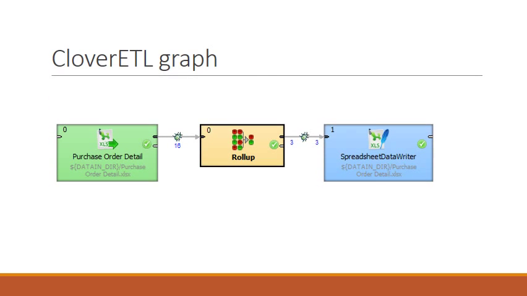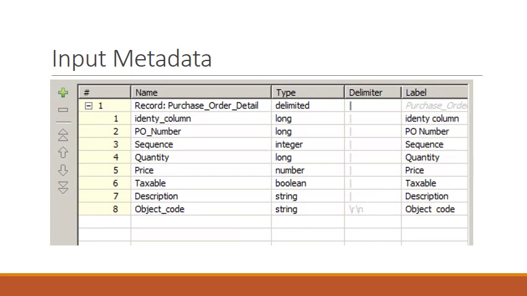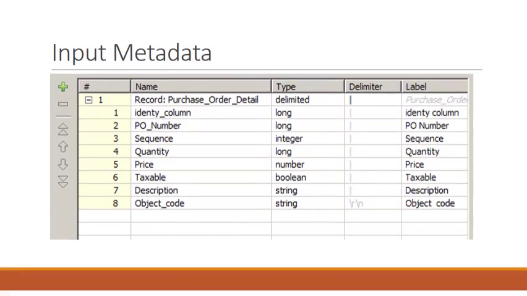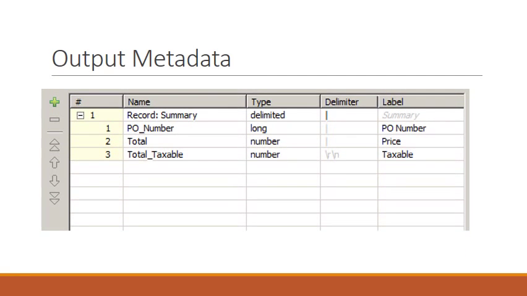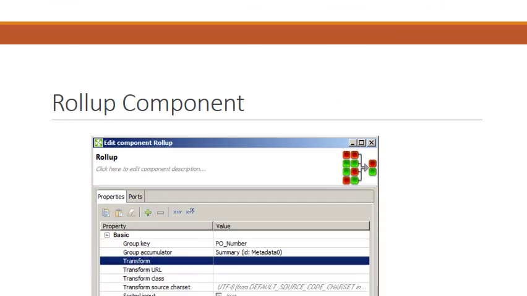So we've created a really simple CloverETL graph. It pulls the purchase order detail in from a spreadsheet. It will do our rollup transformation, and then it's going to write the data right back out to that same spreadsheet, to a different tab in that same spreadsheet. This is the input metadata. These fields correspond to the columns on the input spreadsheet. And this is our output metadata. These are the records that we're going to write with our summary data.